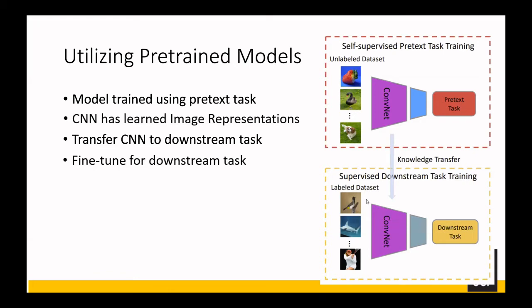And now I'm going to pass control over to Sunil, who's going to talk more about contrastive learning.